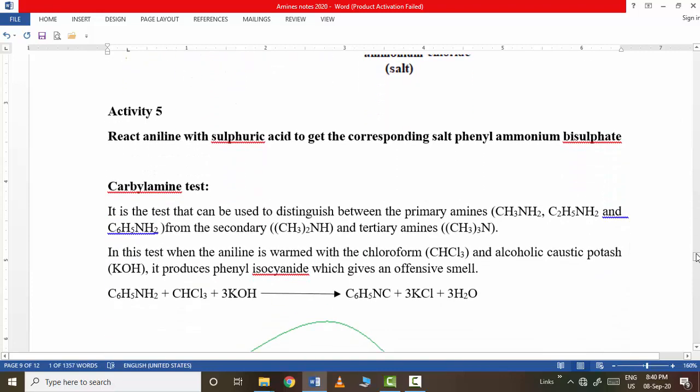There is an activity question again. React aniline with sulfuric acid to get the corresponding salt, phenyl ammonium bisulfate. So earlier also you have the same activity for the methylamine and the ethylamine, and you have the same activity with the aniline. So if you have understood the above two reactions, this reaction can also be written easily.